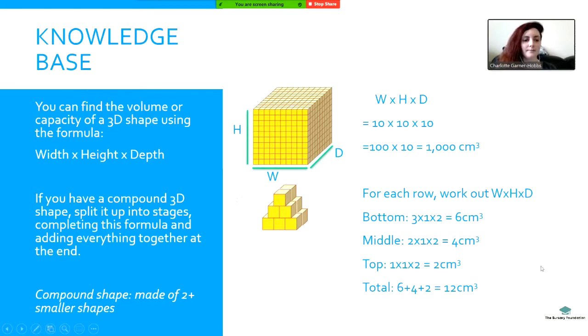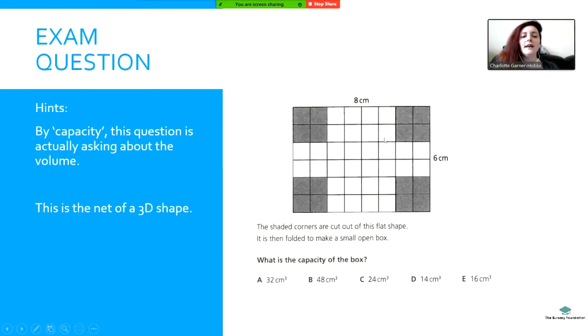So here's an example of how we might use this knowledge in a slightly more complex exam question. In this one, it says the shaded corners are cut out of this flat shape, and then all the bits that are left are folded up to make a box, and it wants the capacity of the box, by which it actually just means the volume.